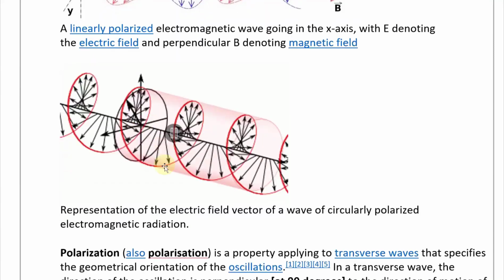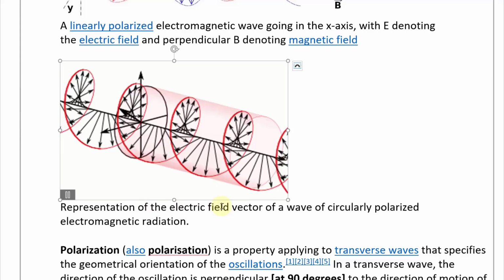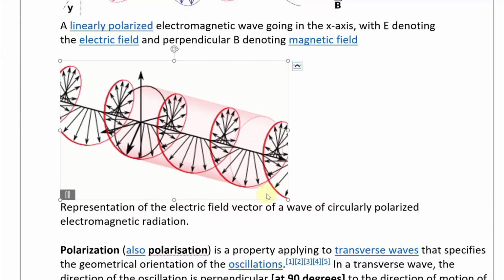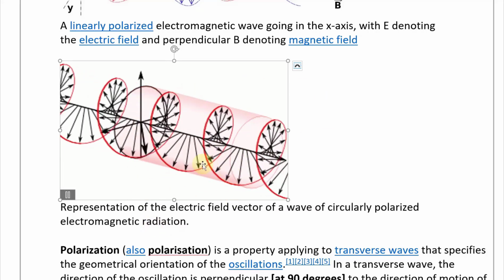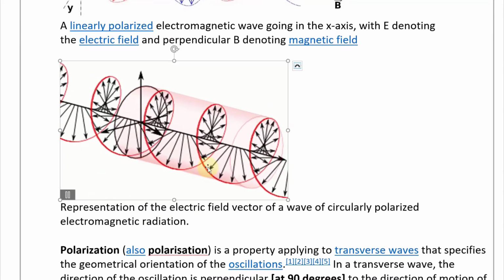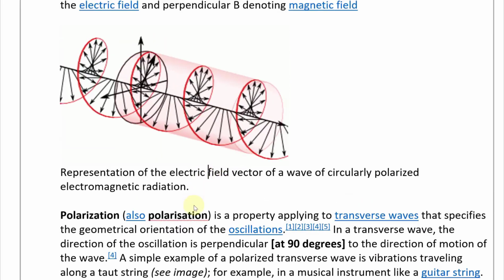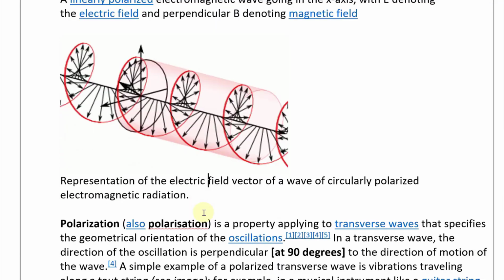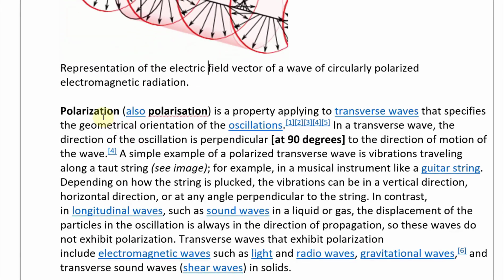And here's another example of a circularly polarized wave. So this is a representation of the electric field vector of a wave of circularly polarized electromagnetic radiation. This is just the representation of the electric field, not necessarily how light actually is. Because remember, the field is more of an abstract and mathematical construct to define magnitude, such as the force that is experienced with charges in the field. Yeah, so that is circularly polarized.